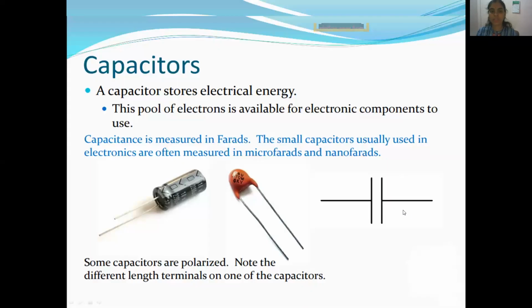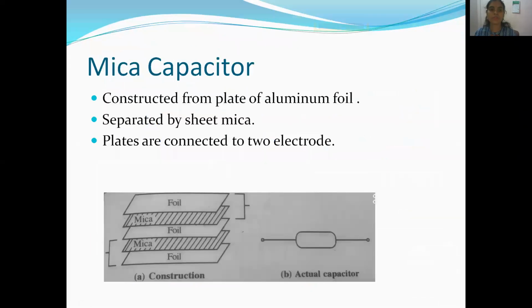Now we see the types of capacitor. First is a mica capacitor, constructed from plates of aluminum foil separated by sheets of mica. Plates are connected to two electrodes.